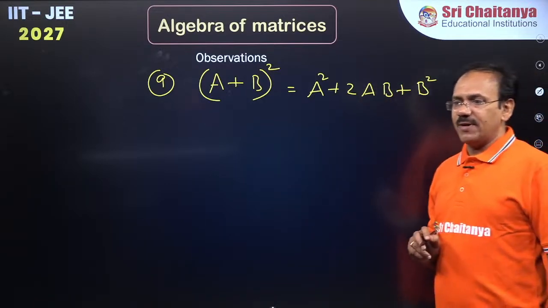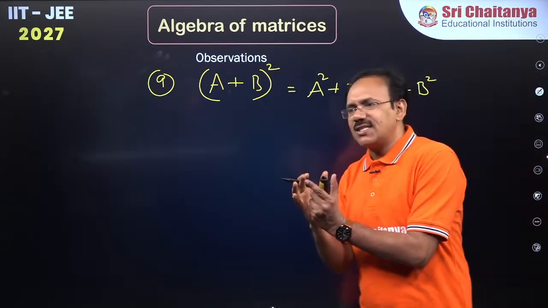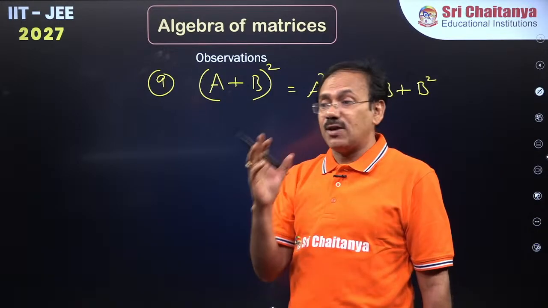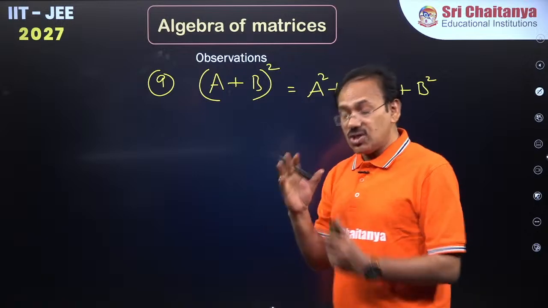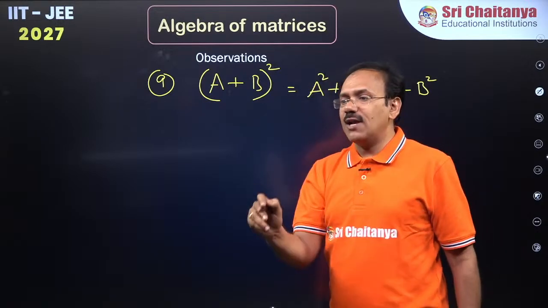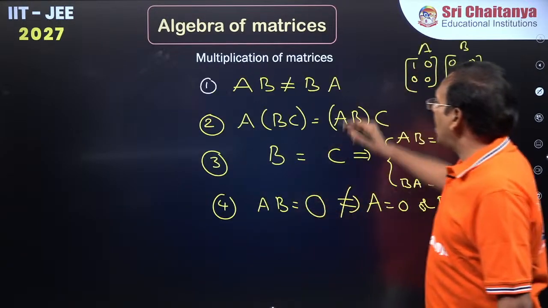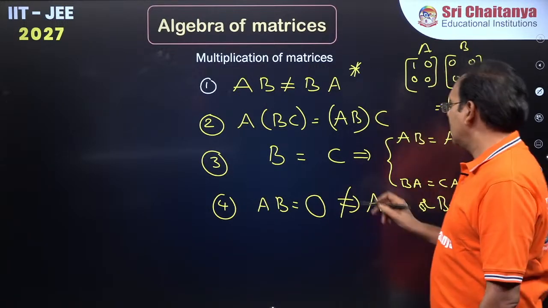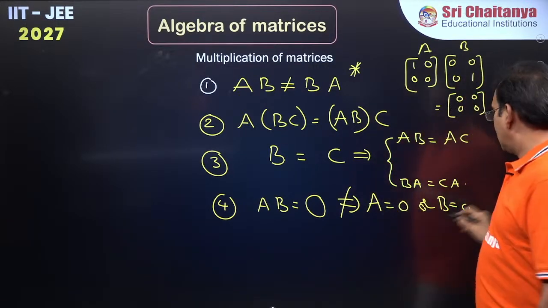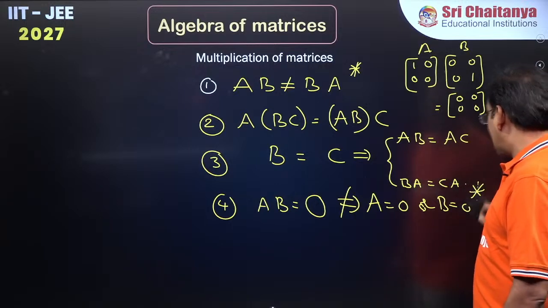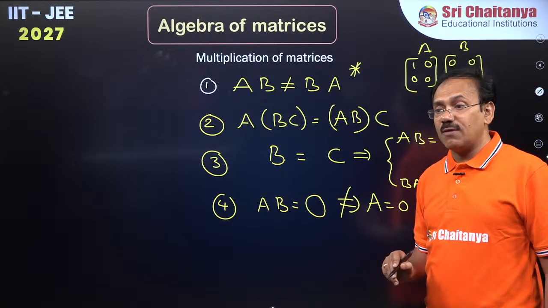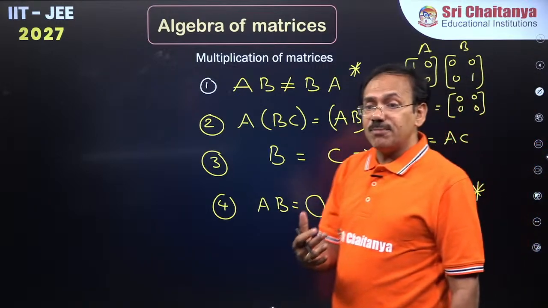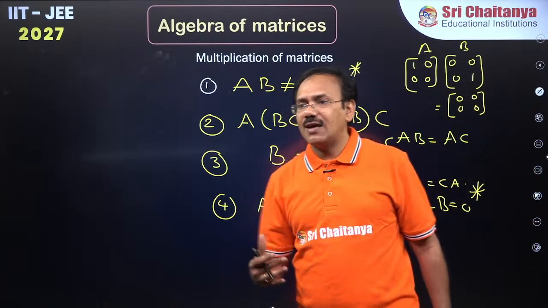In numbers it is correct. So matrices are also like numbers, but there are certain peculiar restrictions. The very peculiar property is AB not equal to BA. This is a special property of matrices. No zero divisors property: AB is equal to 0 doesn't imply A is equal to 0 or B is equal to 0. Because of these two properties, certain algebraic results of numbers we cannot take as they are.